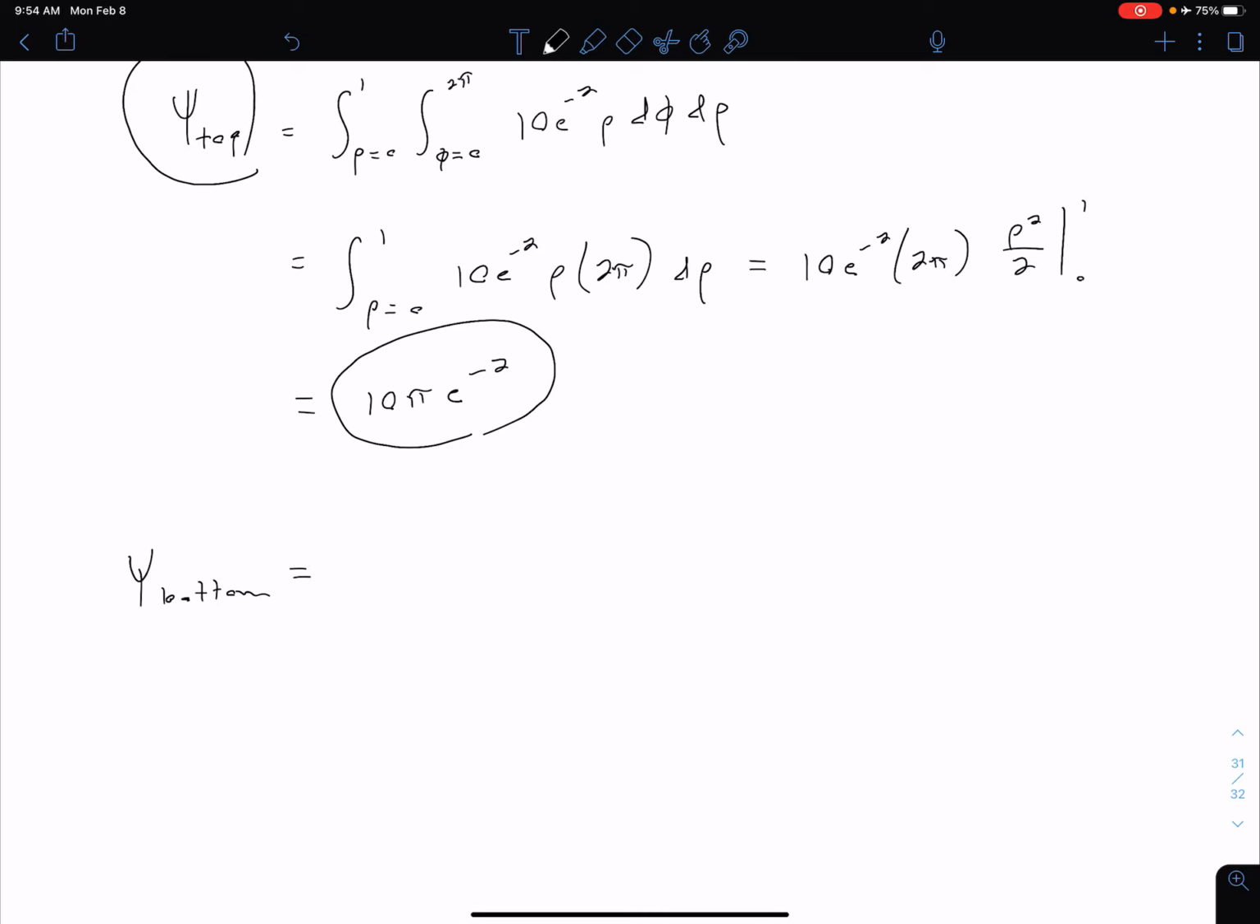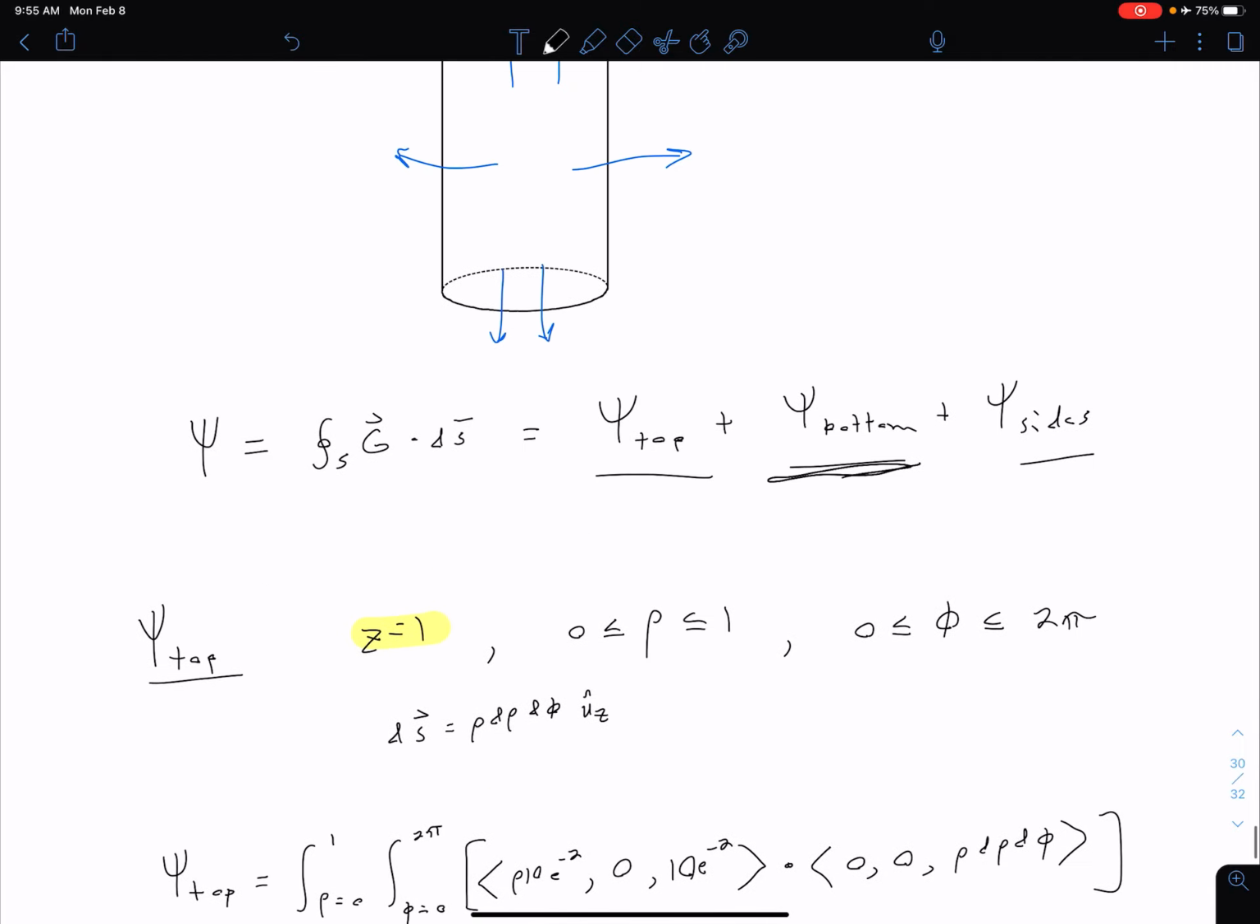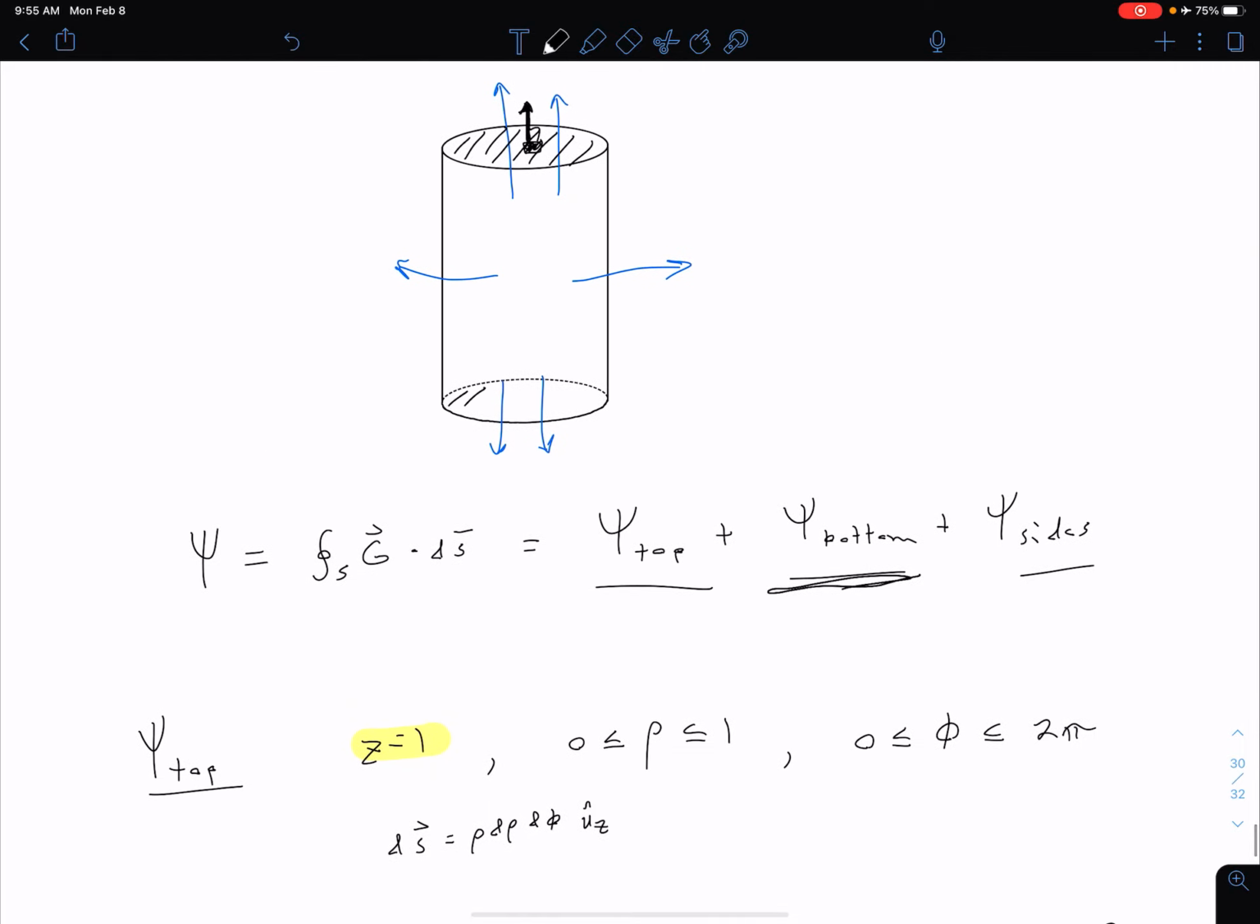And so here at our psi bottom, let's first state what our conditions are, the same as we did before. So here we have z is equal to 0, and we have the same variations for rho and phi. So rho is going between 0 and 1, phi is going between 0 and 2 pi. So now we're talking about this disk down here.